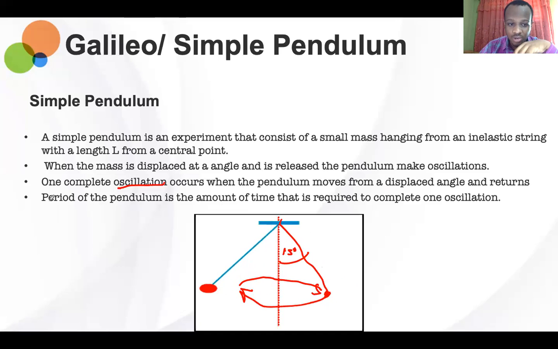And the period of the pendulum is the amount of time that is required to complete one oscillation, just one oscillation. So the time it takes for the bob to move from here, go over here, and then return back over here.